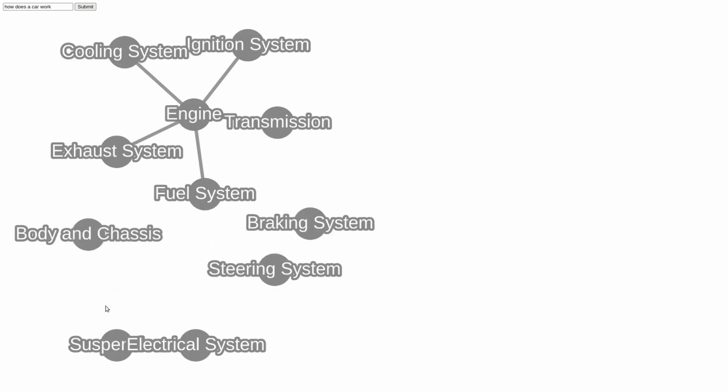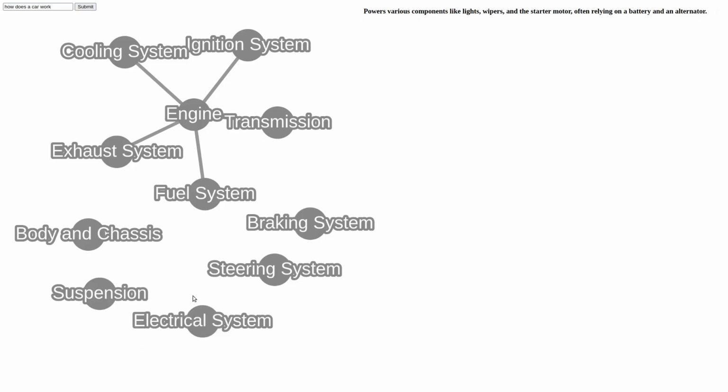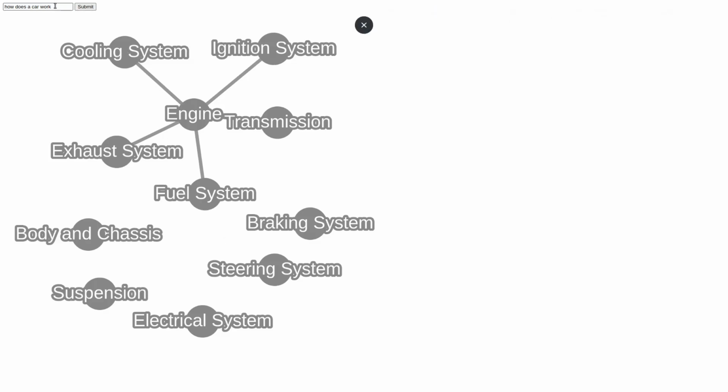As you can see, we have different parts of the car, and then there are some connections here, like the engine and the ignition system, cooling system and engine, as to what they do. So you can use this for a variety of things. You can use this, as we've seen here, for a quick overview of a concept that you don't know a lot about, or you can go a little bit more in depth, right?